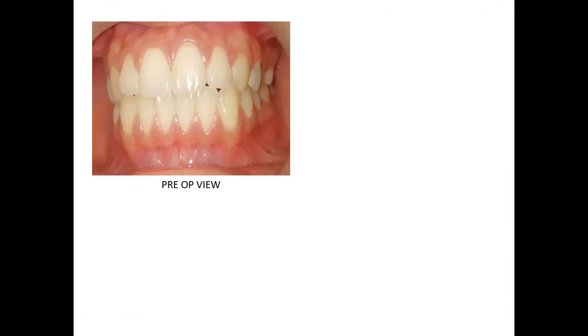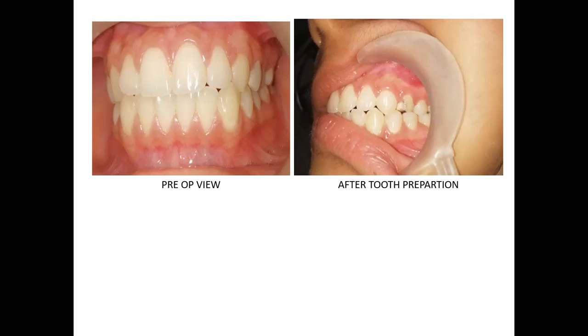And based on that, tooth preparation was performed. So this is the picture of tooth preparation. I don't think that this is a picture of complete tooth preparation. Maybe in between an image was taken.